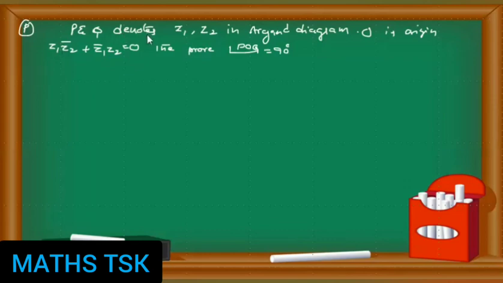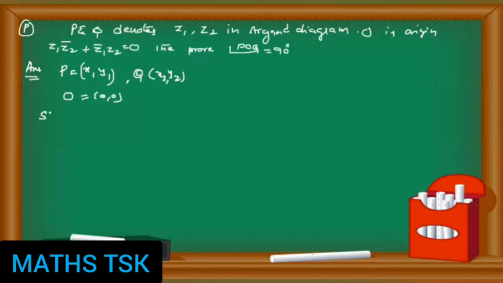Look here, PQ denotes Z1, Z2 in the Argand diagram. O is the origin. Z1 Z2 bar plus Z1 bar Z2 is equal to 0. Then we have to prove that angle POQ is equal to 90. So let us move on to the problem. Let P be x1 plus iy1, that is x1 y1, and Q is x2 y2. Let O be the origin.